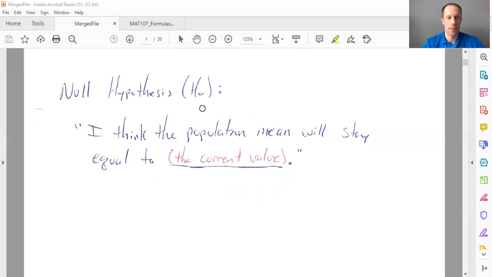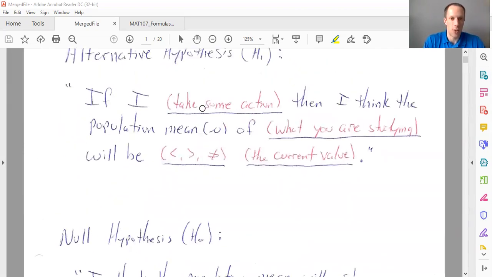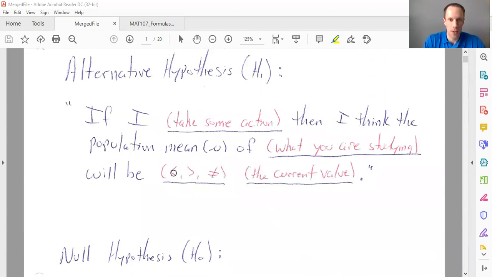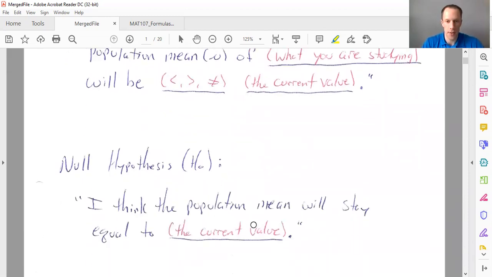Okay, so the skeptic doesn't think that the action is going to make any difference. Notice that in the alternative hypothesis, the three options here, less than, greater than, or not equal to, all suggest that the action is causing the population mean to change in some kind of way. Either go up, go down, or not equal to would mean that it just changes one way or the other. The null hypothesis is the one that says the population mean just stays equal to the current value. So that's one of the key differences between the null and the alternative hypotheses.